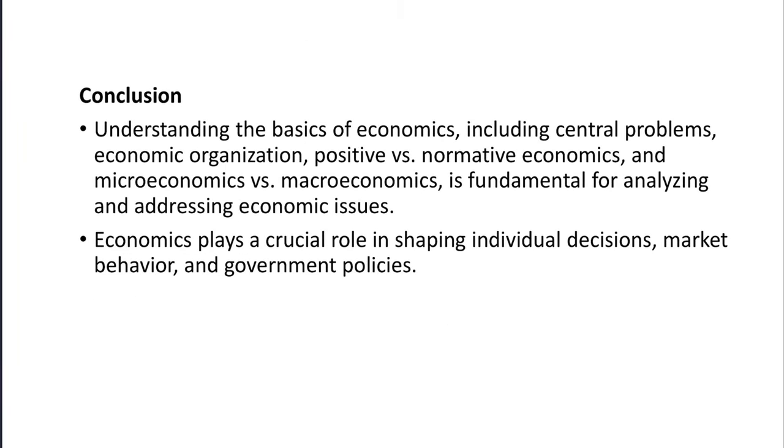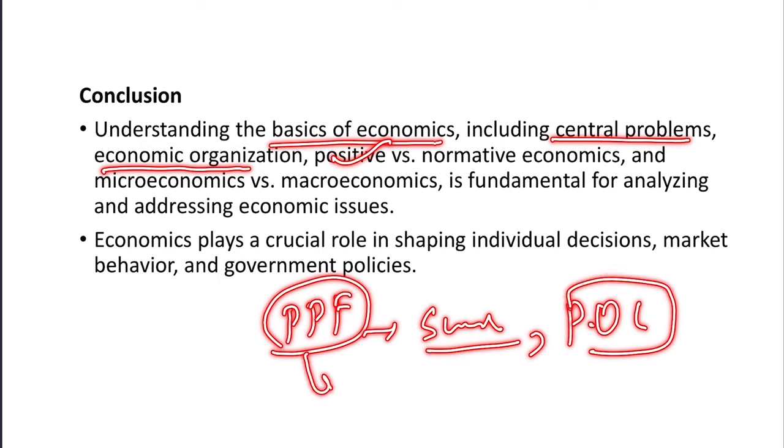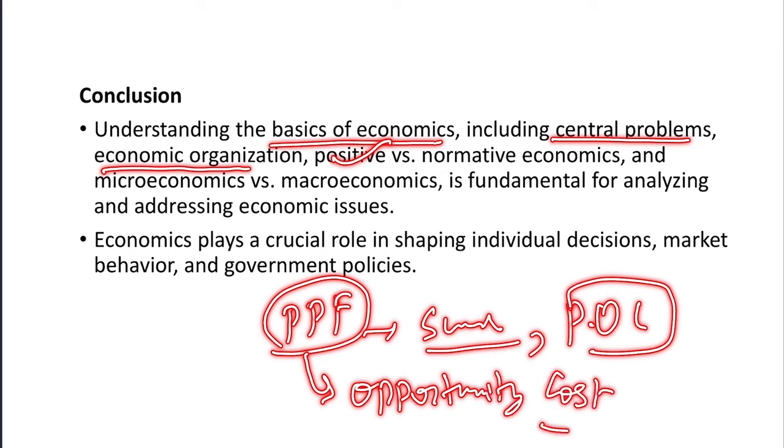So what is the conclusion here? In this chapter we understood the basics of economy, including the central problem of economy, economic organization, the difference between positive and normative economics, PPF, the production possibility frontier, scarcity, then the problem of choice, and we also learned about opportunity cost, right? So this was all about chapter 1.